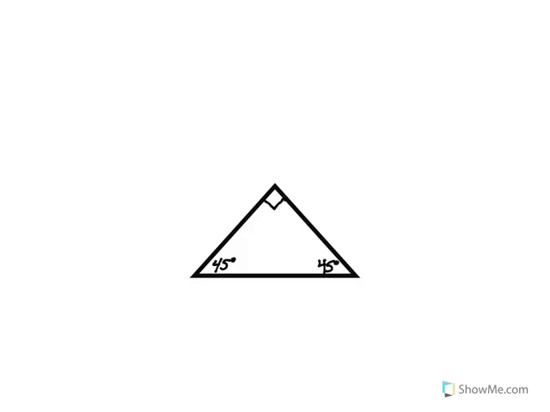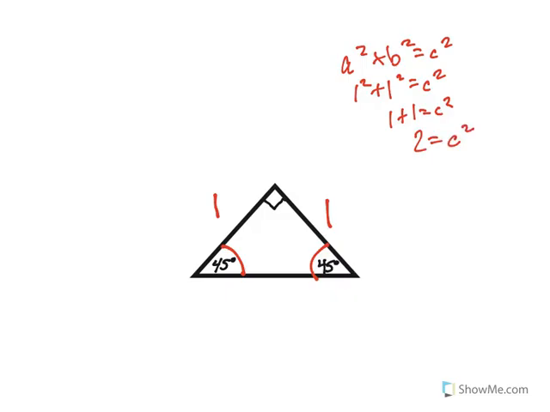So we know with a 45, 45, 90, we have ourselves an isosceles triangle. We know that because if we have equal angles, it means the opposite sides are also equal. So if I say, okay, the value, we're just going to say 1 just to make our life easy. So if each leg of a right triangle is 1, what's the hypotenuse? Well, we know that a squared plus b squared equals c squared. So 1 squared plus 1 squared, well, 1 plus 1 is 2, and therefore c squared is 2, so c is the square root of 2.